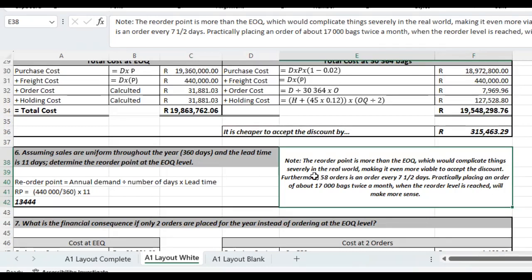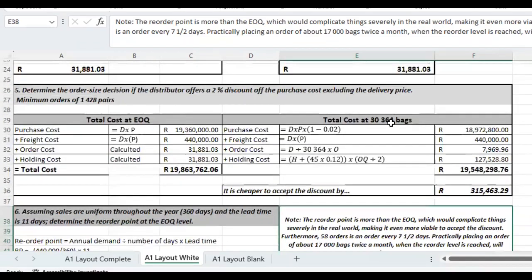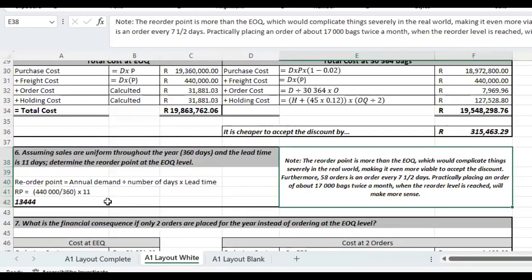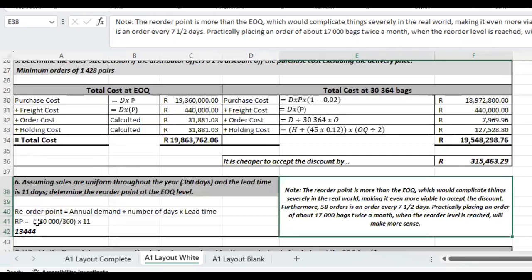Okay. Yeah, making it even more viable to accept the discount, because if you accept this discount, let's just go back here to the discount, then you are buying 30,000 bags at a time. That is, of course, way more than the 13,000, so it is okay. So you will buy 30,000, they will come into your storeroom, and the moment your stock level reaches 13,440, you will place an order. Okay, so if you get the discount, that is great.